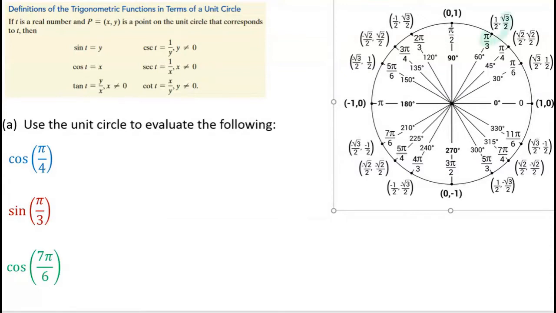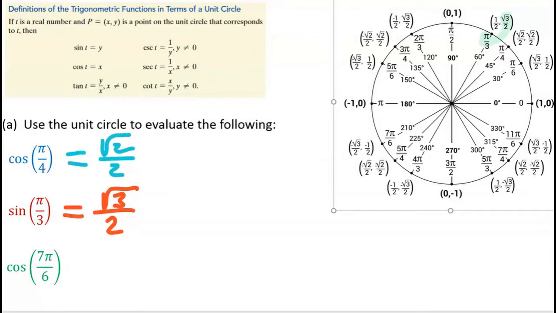There it is, square root of 3 over 2. So, sine of pi over 3 is square root of 3 over 2. I also know my pen magically erased the other value that I had. Remember, cosine of pi over 4 was the x value in the unit circle at pi over 4, which is square root of 2 over 2.